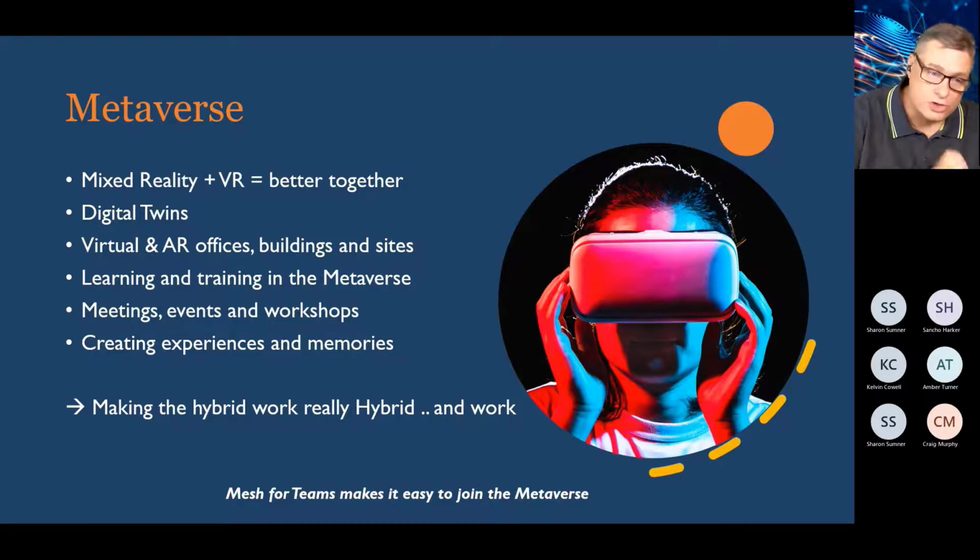So it's going to change the way we learn, because already, guessing from that, using the digital twins and getting that information. And of course with the AR, hey, we are on the site, we are in the building, we can see that information through the AR devices. That's why I think the AR is going to be a very big thing. And this is going to change the way we meet, because we are going to be creating those experiences and memories. And Mesh for Teams is going to make that easy. That's why I really love that part.